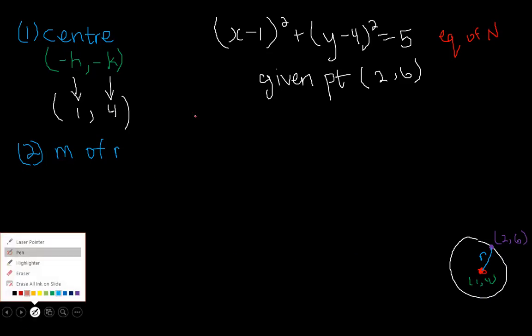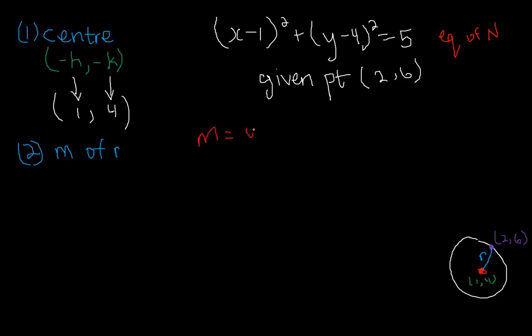We know to find gradient, we use the formula m is equal to (y2 minus y1) over (x2 minus x1). That's when given 2 points on a line. So we see this blue line is our radius and we are given 2 points on the line, this red dot and this purple dot. So all you need to do is identify what y1 and y2 are and what x2 and x1 are and substitute them into the formula. We did this already. If you need to review it, you know what to do.